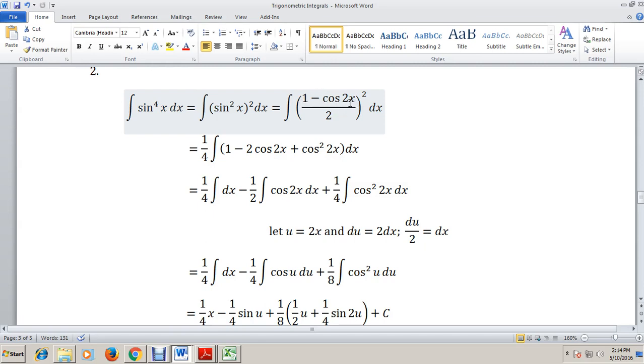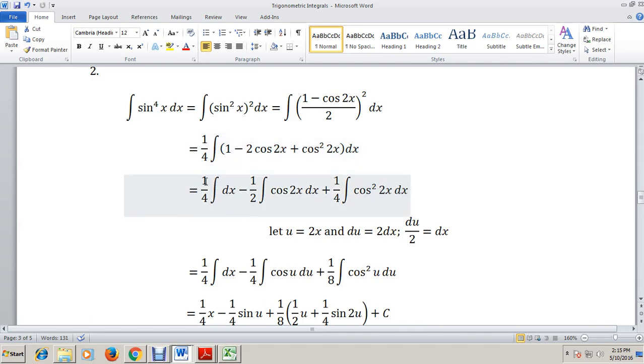Of course, this is a binomial, so we perform the square of the binomial. In its expanded form, we have 1 minus 2 cosine 2x plus cosine square 2x, then dx. This is simply the distribution of 1/4, the integral, and dx to the three terms in our integrand. So we have 1/4 integral of dx. The second term, 1/4 times 2, becomes negative 1/2. So what is left here is negative 1/2 integral of cosine 2x dx. Next we have 1/4 integral of cosine square 2x dx.